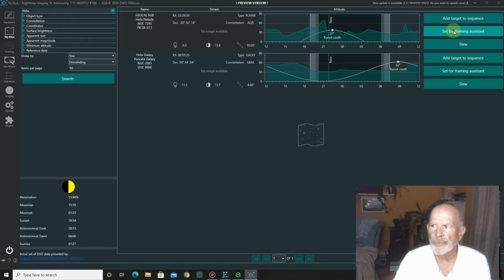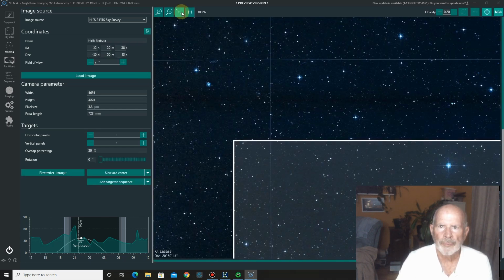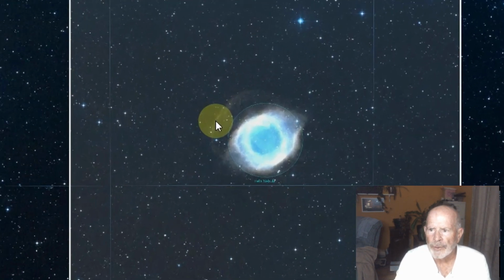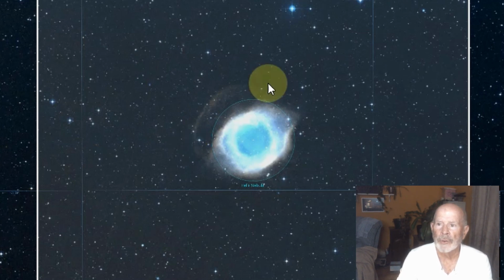So let's set for framing. And it's going to load in the picture here. And that's exactly what I want. This little flare right here, this is some sort of shock wave or something. I want to pick that up. So that's in the red, and the hydrogen alpha red will pick that up. So I'm going to be using a lot of hydrogen alpha along with the red, green, and blue.